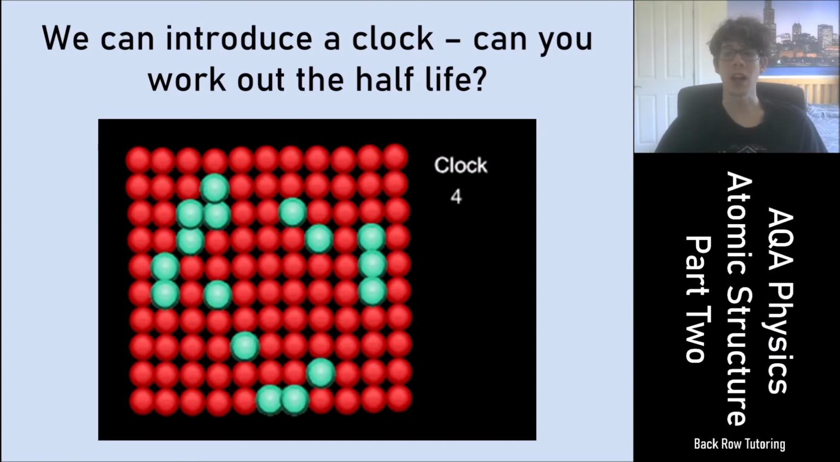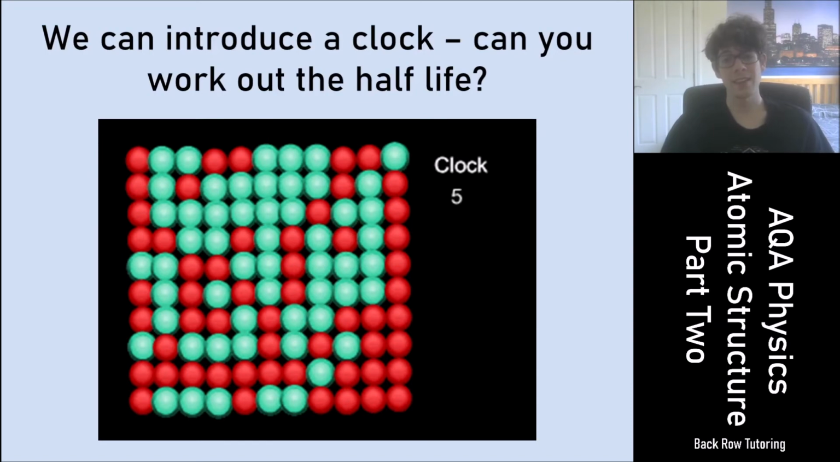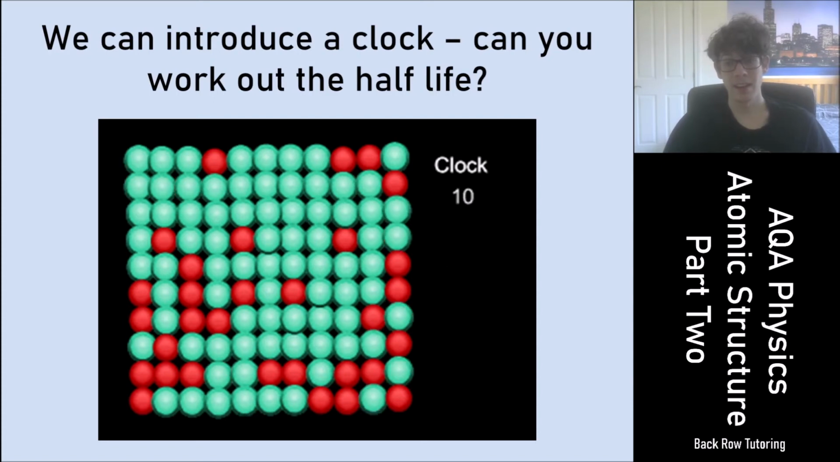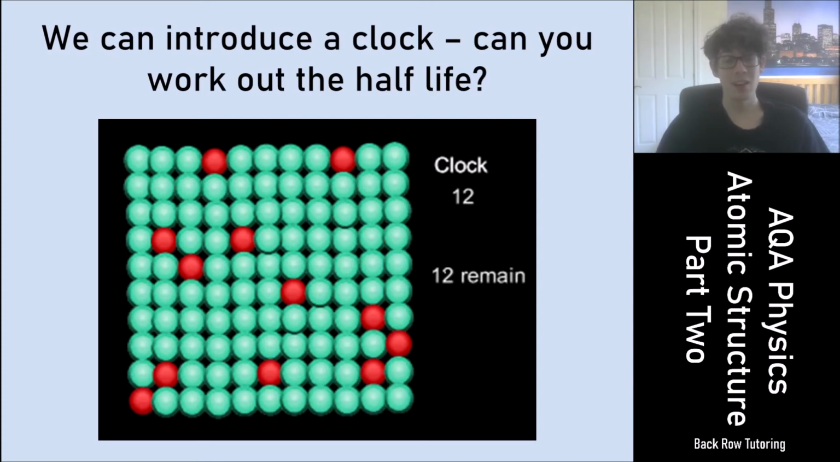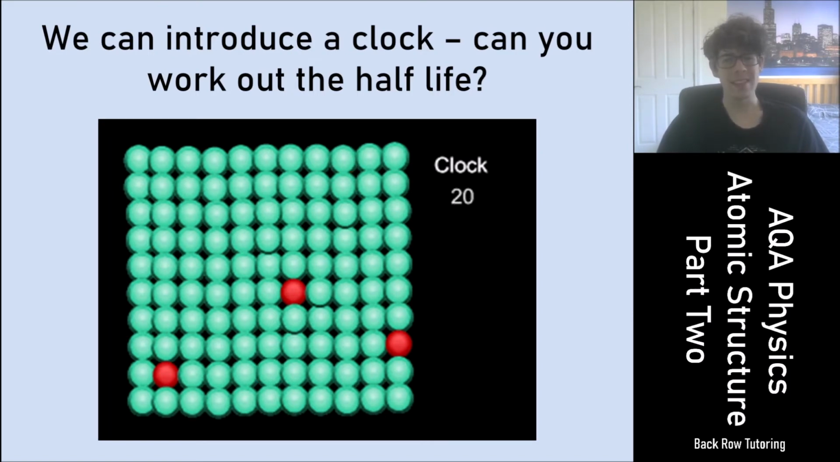We can introduce a clock. Can you work out the half-life? So after 4 seconds, 50 of the 100 remain. After 8 seconds, 25 of the 100 remain. After 12 seconds, 12 remain. Do you notice a pattern here? And after 16 seconds, 6 remain. So, every 4 seconds, the amount of undecayed nuclei is reducing by a half.